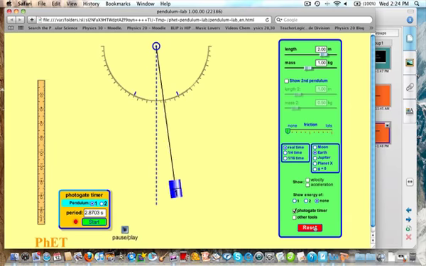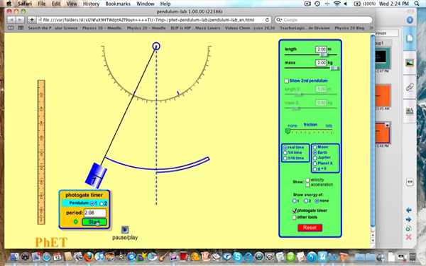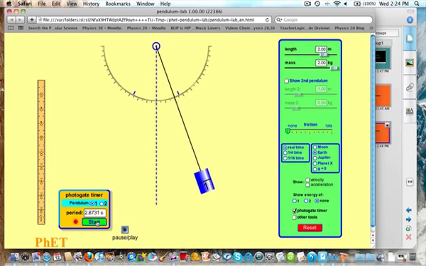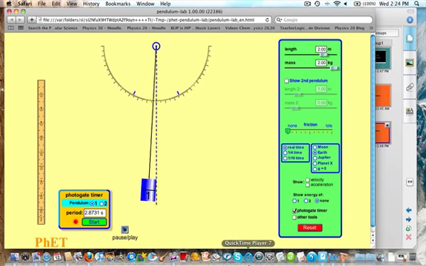Okay, so now let's change the mass to double. And we're going to do the same deflection. It's off. Okay, so it is the same. Okay, so the mass did not change the period of the pendulum swing.